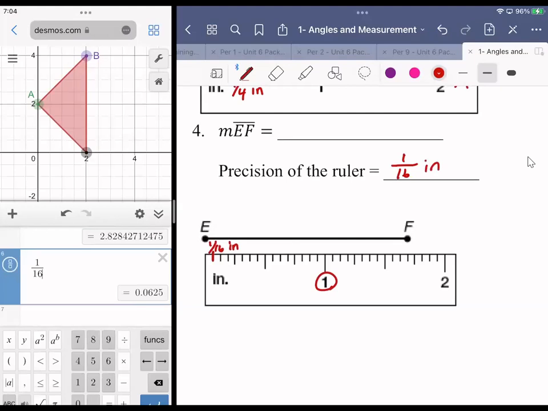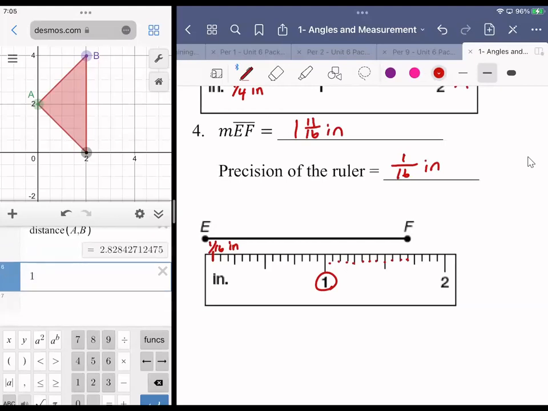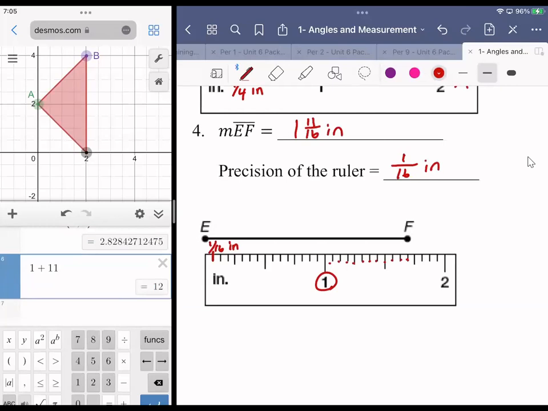And so beyond the 1, I have 1, 2, 3, 4, 5, 6, 7, 8, 9, 10, 11 of those 16ths. So 1 11/16 inch. Now, in decimal form, 1 plus 11/16.